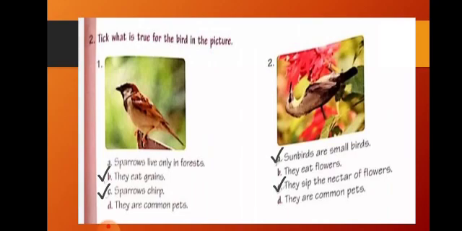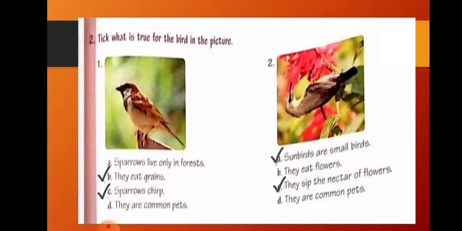Here, sparrows live only in forest. No, they live in houses also. They eat grains. Yes, sparrows chirp. They are common pets. They are not at all pets. So B and C is correct. Tick B and C. I have highlighted the answer. I have ticked it also, and you also mark the same with pencil in your book.